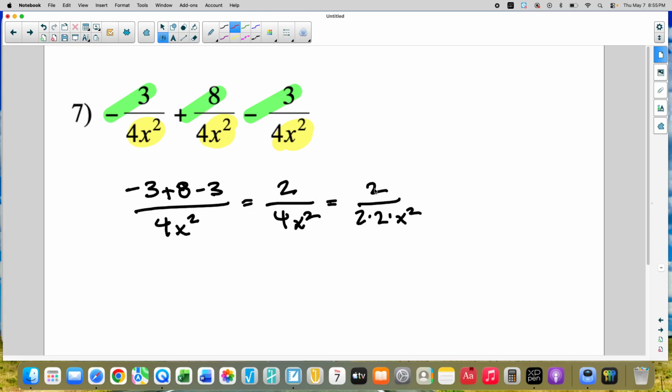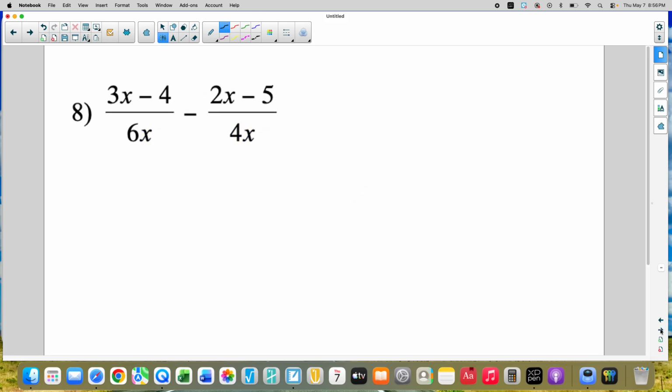And I'm looking for a common factor. And we get 1 over 2x squared. Good. That was really quick. All right. These are unlike denominators, so we have to find a common denominator.